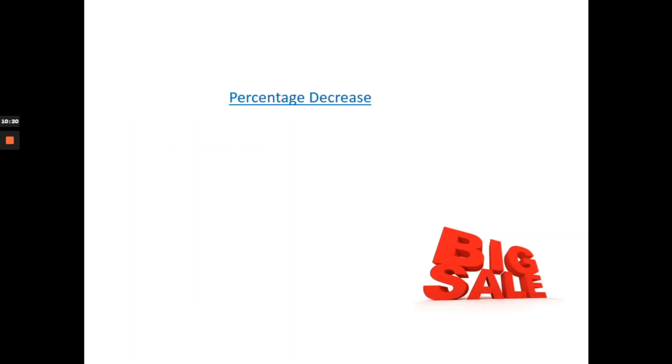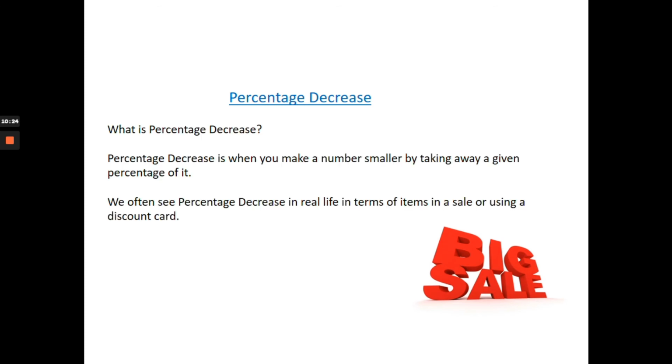Now we're going to move on to percentage decrease. So what is percentage decrease? It's when something goes down. The last one went up, so you added it on. This one we take it away. You see this in real life in terms of a sale or using a discount card. If you go into a shop and buy a pair of trainers that are on sale, you'd expect to pay less for them, not more.